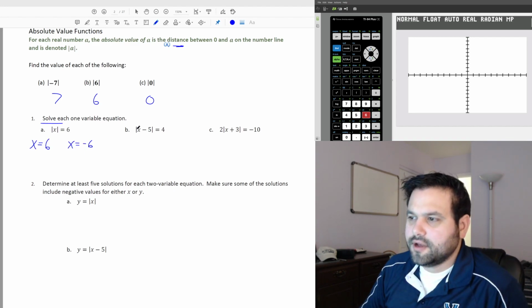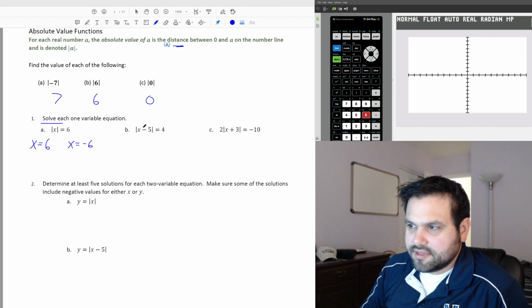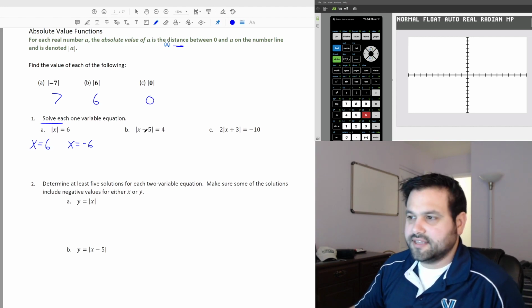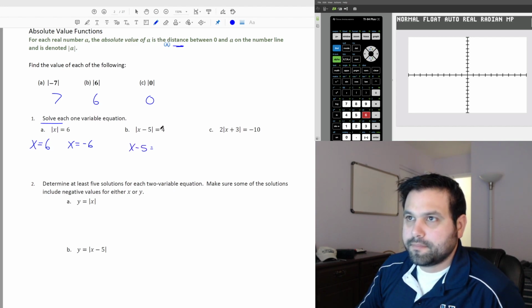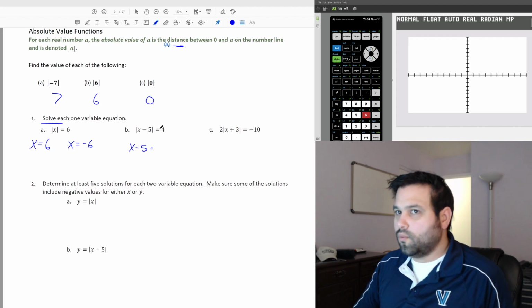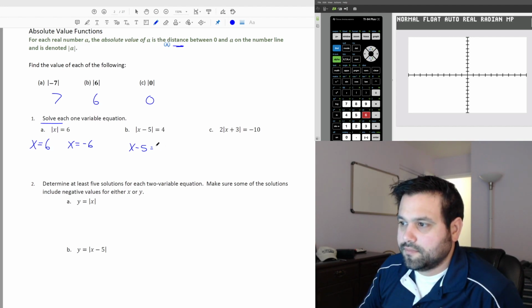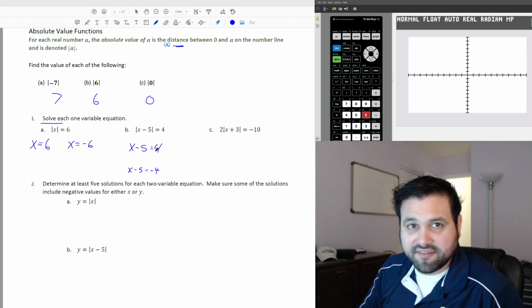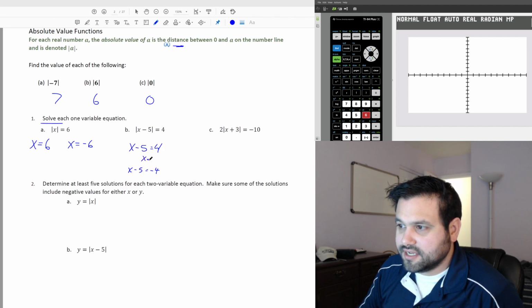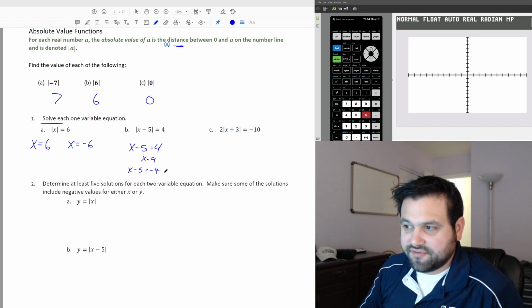For something like this though, we get the absolute value by itself, it's already by itself, and so we take what's inside, x minus 5, and we set it equal to basically positive and negative whatever's on the other side. So positive 4, but also x minus 5 can equal -4, and then we solve both of these equations. In this one I would add 5 to both sides, and I would get x equals 9, and over here I'd add 5 and I'd get x equals 1.